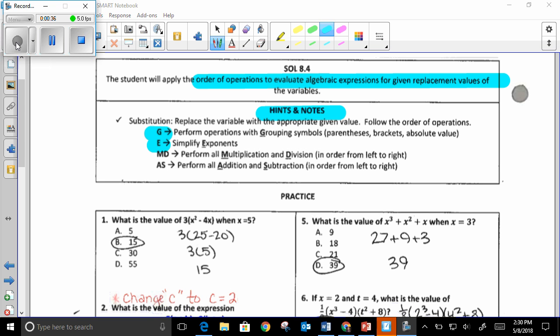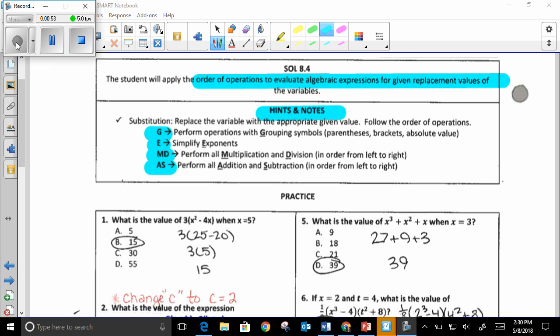E, you're going to simplify your exponents next. Multiplication and division: notice that there's an M and a D. They are best friends. You do whatever comes first, left to right, as well as addition and subtraction. Those are best friends. You do what comes first, left to right.